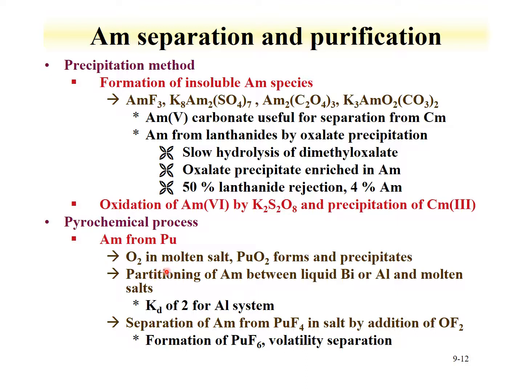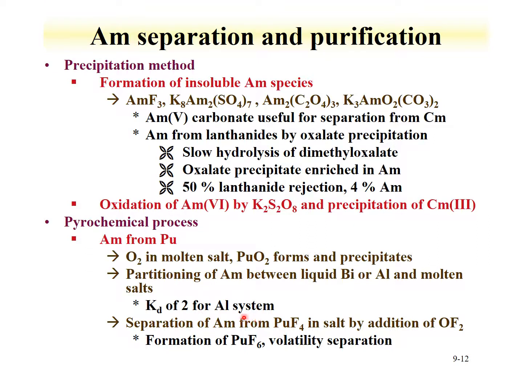oxygen is introduced, plutonium dioxide forms and precipitates. And americium can also be partitioned between liquid bismuth or aluminum and molten salts. I think this could be thought of as a solvent extraction system, where the solvents are molten salt and a liquid metal. Distribution coefficients of 2 for the aluminum system have been achieved for americium.